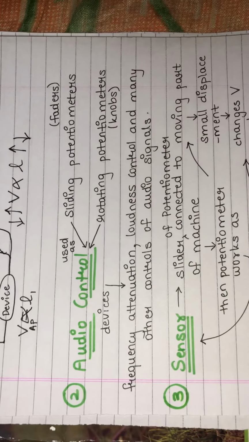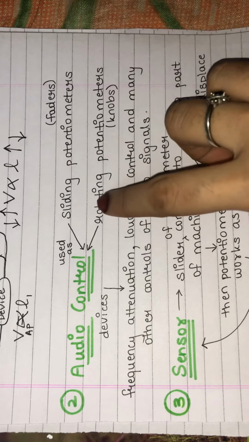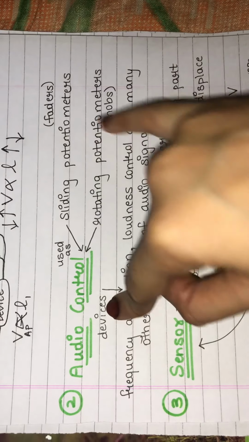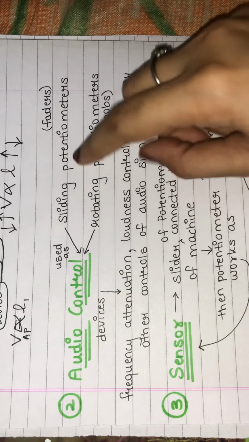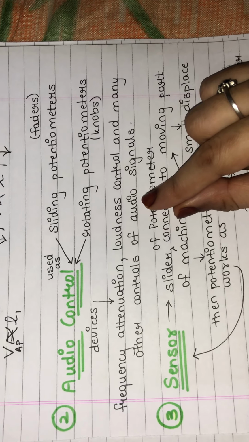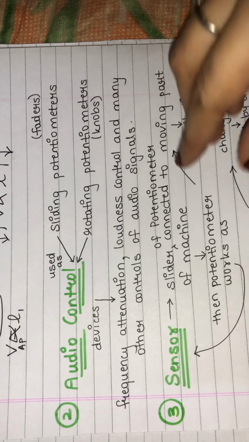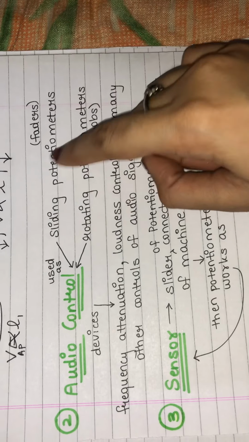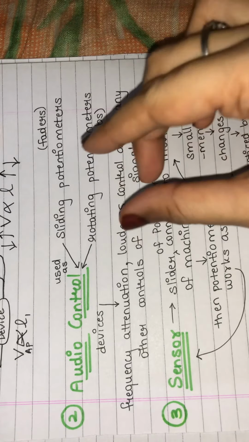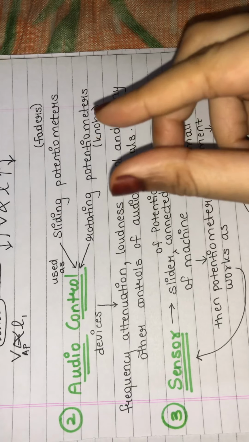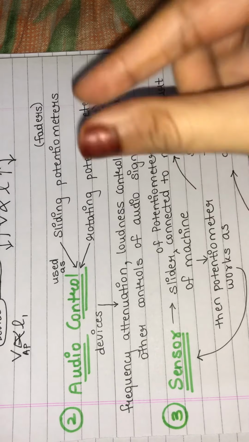Now next is audio control. Now sliding potentiometers and rotating potentiometers are used as audio control devices. Again we have potentiometers. Sliding potentiometers are those you might have seen in many movies, where while they sing songs, the composer slides something and adjusts something, that is a sliding potentiometer. Now at your homes you all have seen radios, your father might be tuning, and even you tune radios while sitting in the car when you try to play FM, then you move that knob, right?